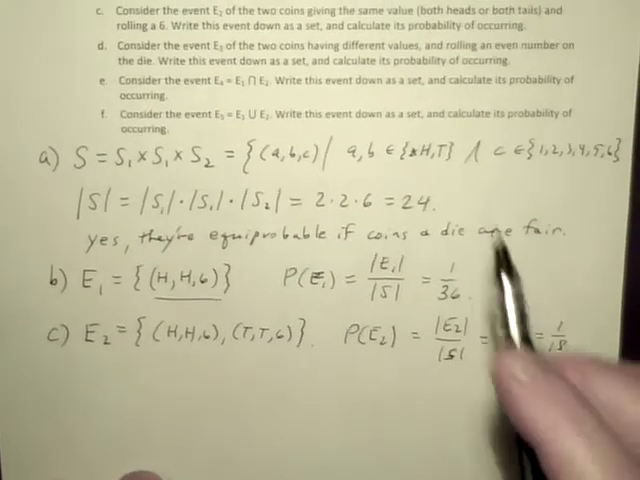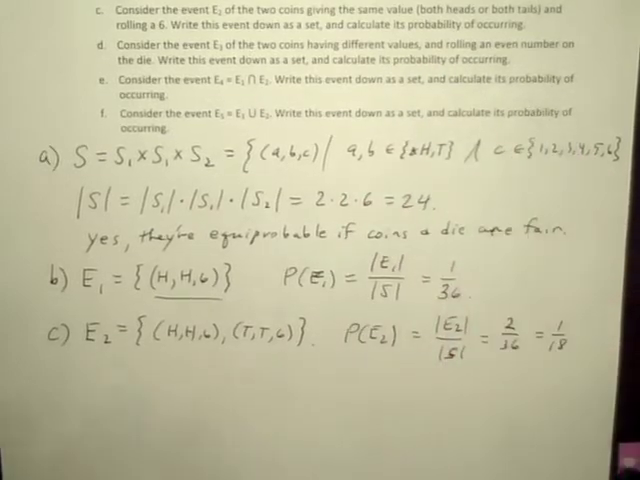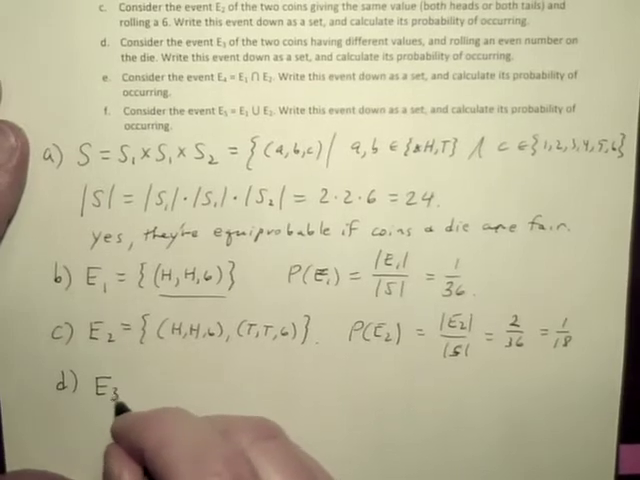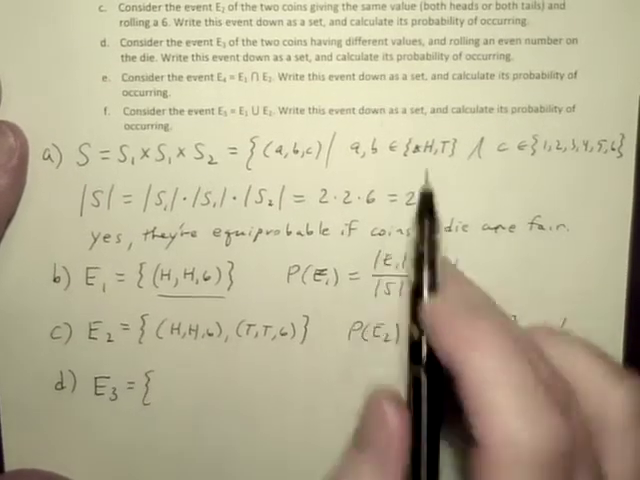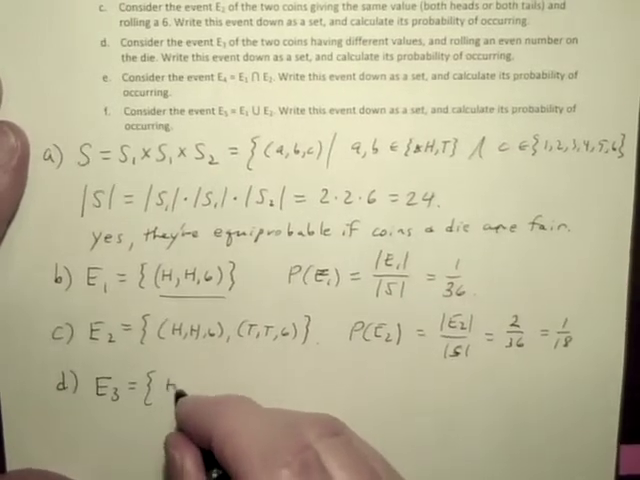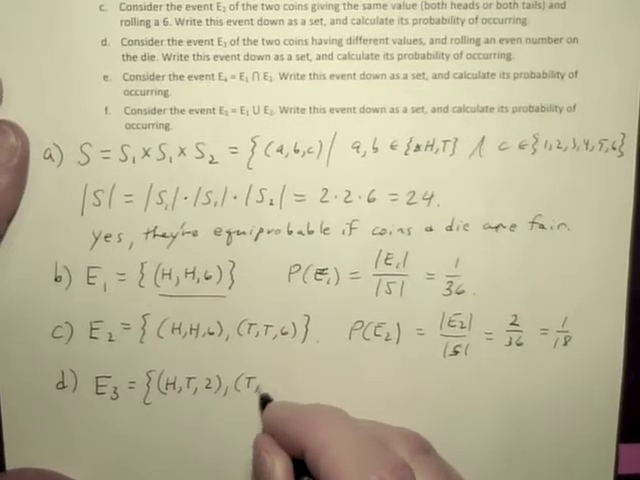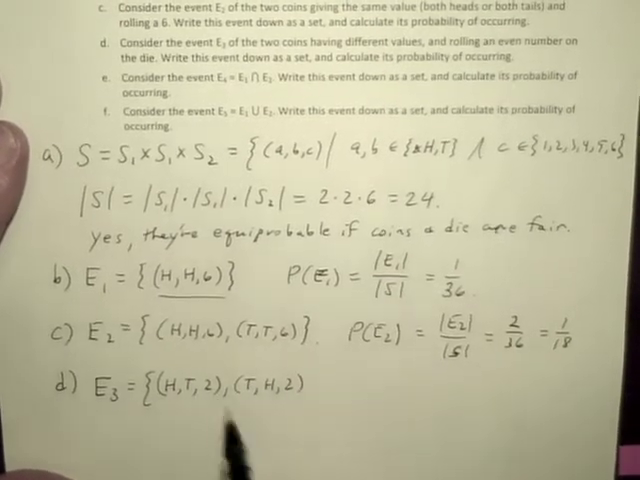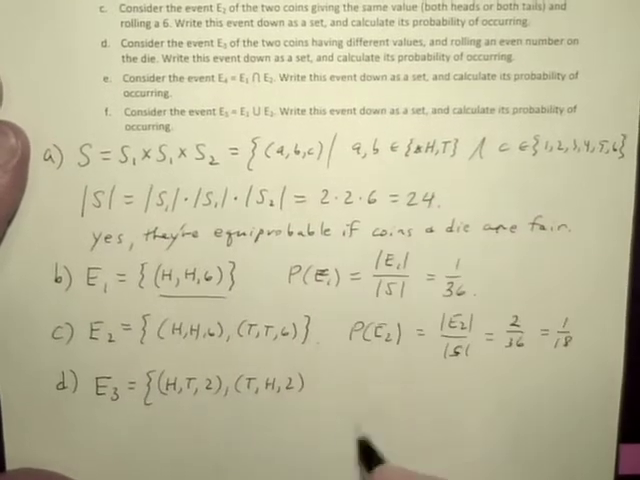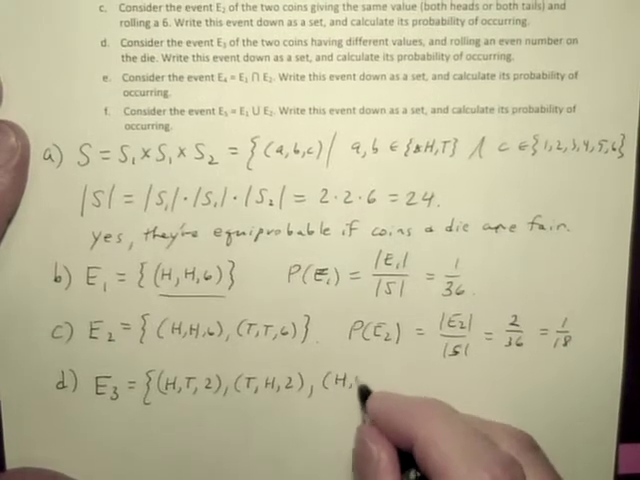Part D says consider the event E3, 2 coins having different values and rolling an even number on the die. Okay, I can do that also. This is the 2 coins have different values and an even number. So I'm going to do HT2 first. Then I'm going to do TH2. So there's my even number, and I've got both possible ways of having 2 different coins. And I'm just going to repeat the same thing for 4 and 6.